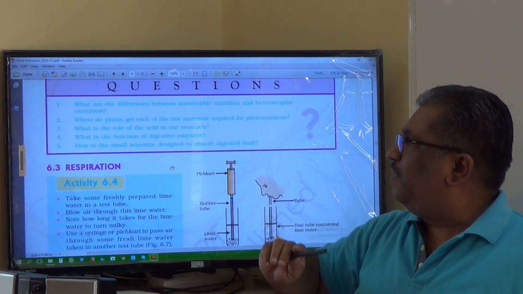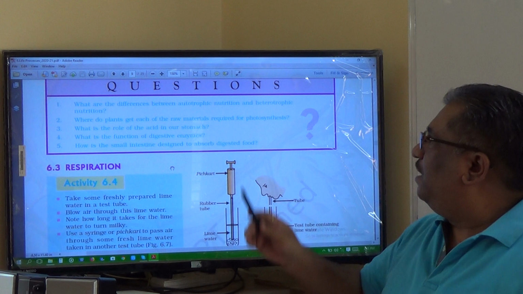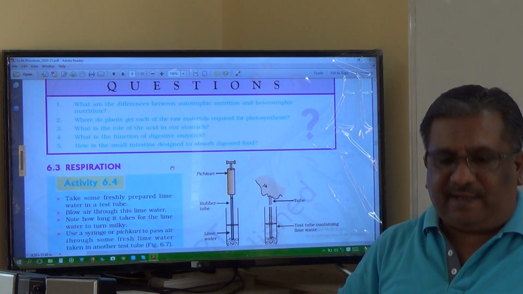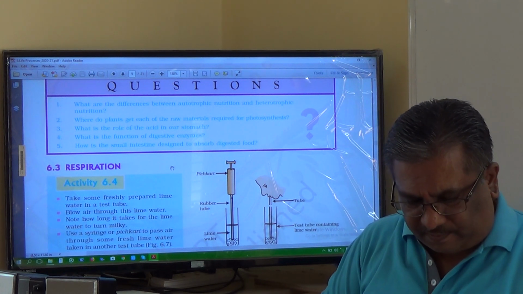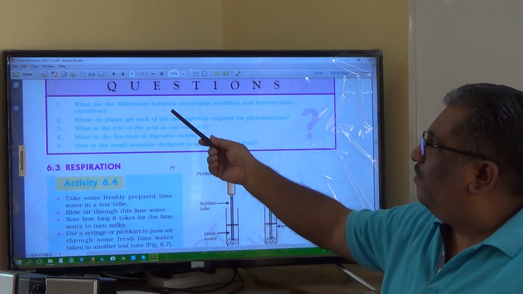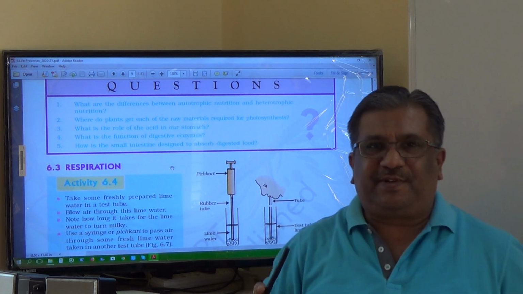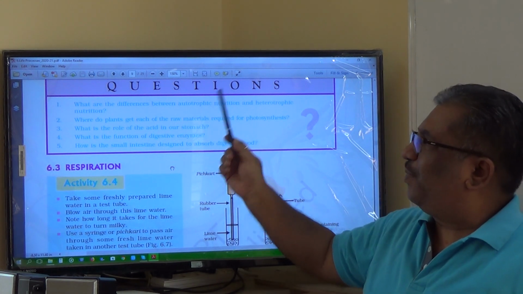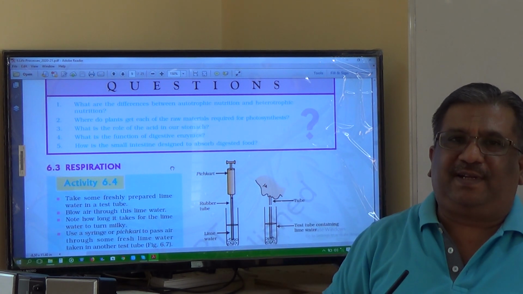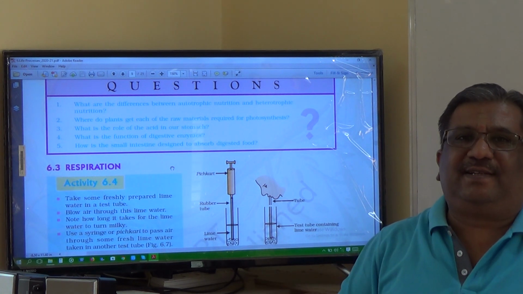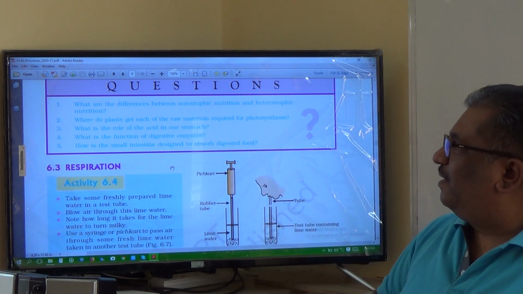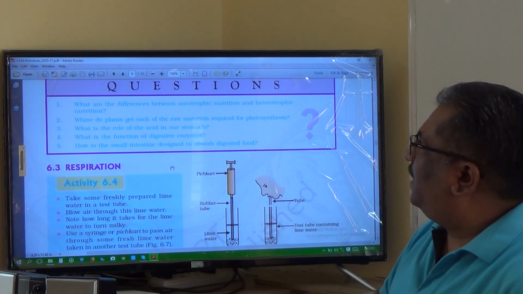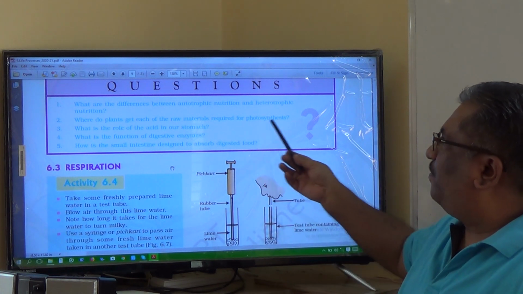Autotrophic nutrition is found in green plants and algae. Heterotrophic nutrition is observed in animals such as human beings, lion, tiger, etc. One more important thing: in autotrophic nutrition, do you find digestion? Digestion is a process which is absent in autotrophic nutrition, whereas in heterotrophic nutrition digestion is present. These are some of the differences which we can list. Okay. Next, where do plants get each of the raw materials required for photosynthesis?